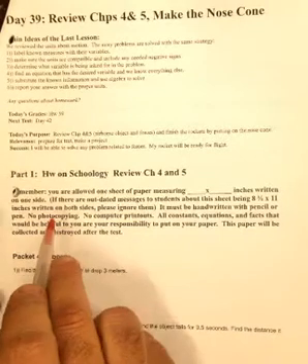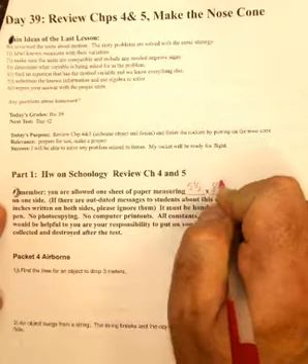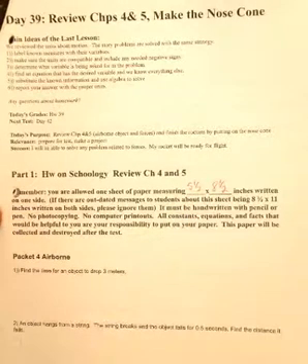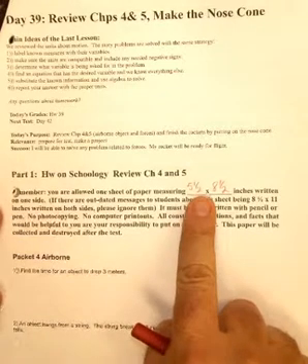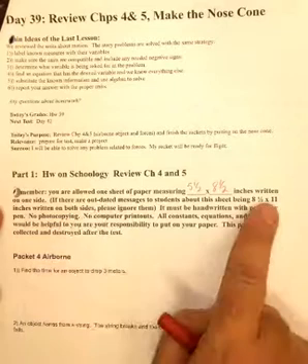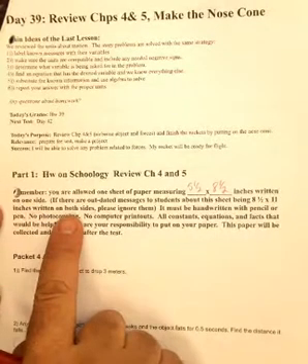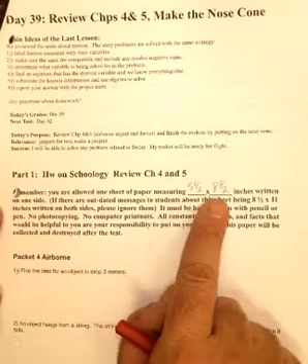Remember, you are allowed one sheet of paper measuring 5.5 by 8.5 inches written on one side. That's basically half a sheet of paper. If there are outdated messages to students about this sheet being 8.5 by 11 inches written on both sides, please ignore those directions. It's 5.5 by 8.5.